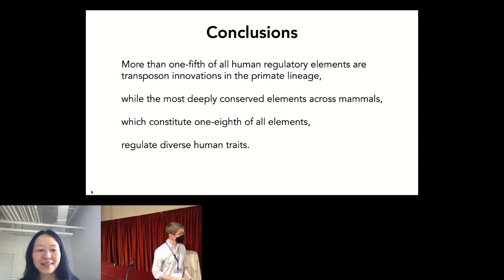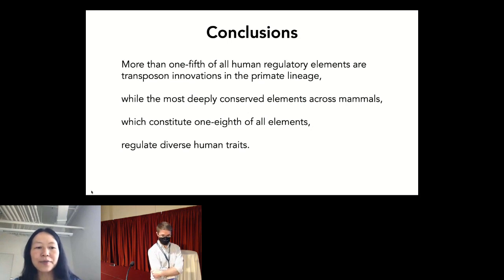Nice talk. I'm just curious about the constrained elements, because if an element is constrained, is there any preference toward any type of cis-regulatory elements, like enhancers or promoters, things like that? And if so, are they behaving the same across species?